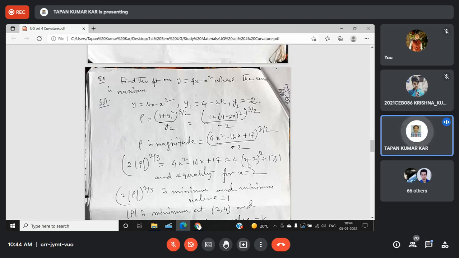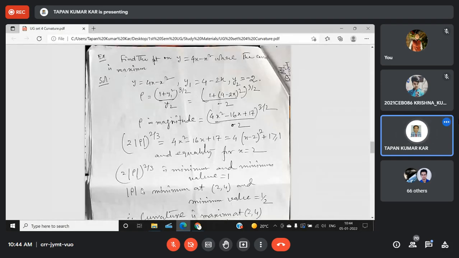So here it is, look at this: 4 into (x minus 2) whole square plus 1, and it is always greater than or equal to 1, because this expression (x minus 2) whole square may be 0, never negative. So it is always greater than or equal to 1, and equality holds for x equal to 2. If x equal to 2, then only it is equal to 1. Otherwise, it is always greater than 1.